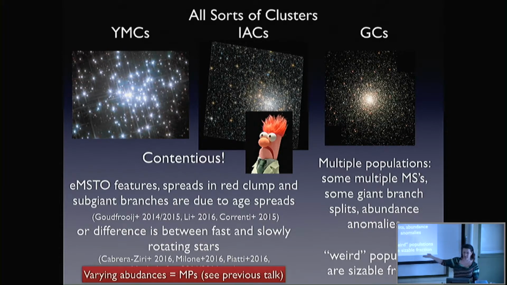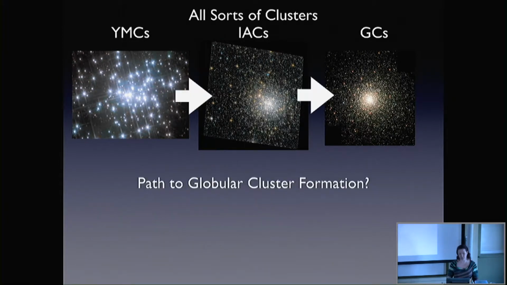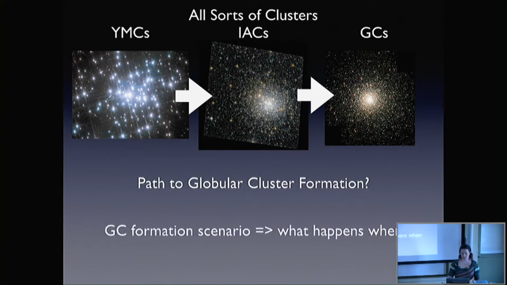And again, if you saw the previous talk, there are also varying abundances in some of these systems. And so the natural question, of course, is whether this is a path to globular cluster formation. Do you go from young massive clusters to intermediate age clusters to globular clusters? There are a few different scenarios, and a lot of it depends on what happens when, so I'm just going to go over those.